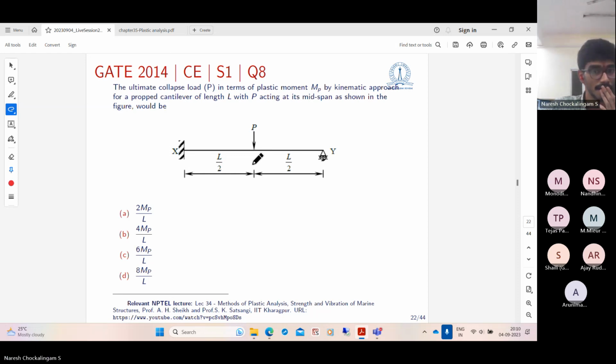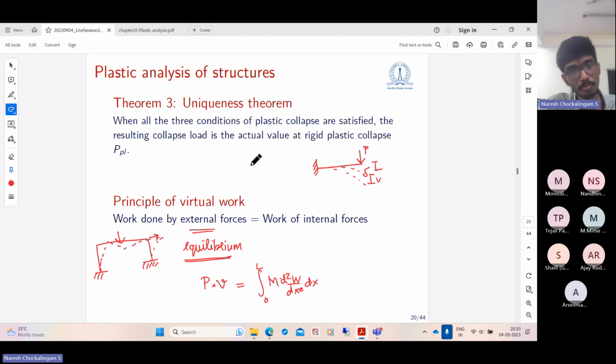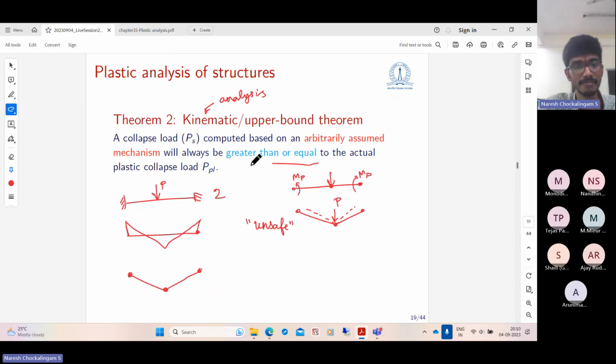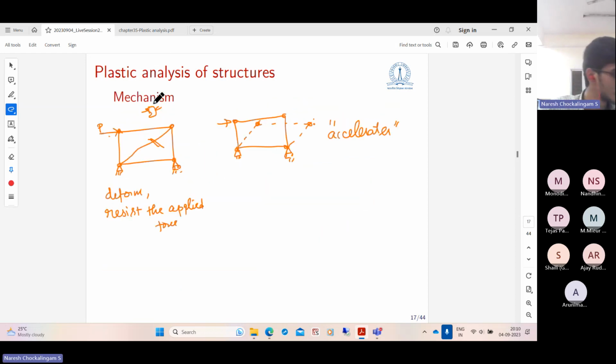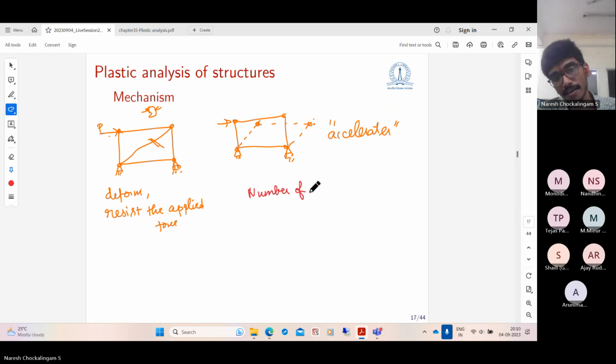And one more thing. If you want the proof of these theorems, you can refer to any advanced book on plasticity. The proof involves some concepts. And when it comes to mechanisms, there is one relationship. The number of individual mechanisms, let us call it N.